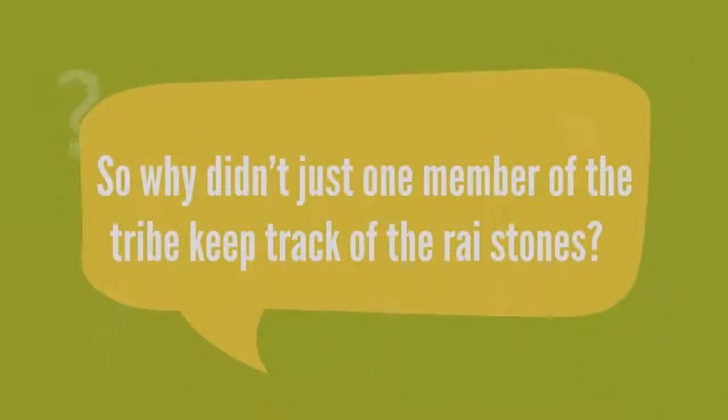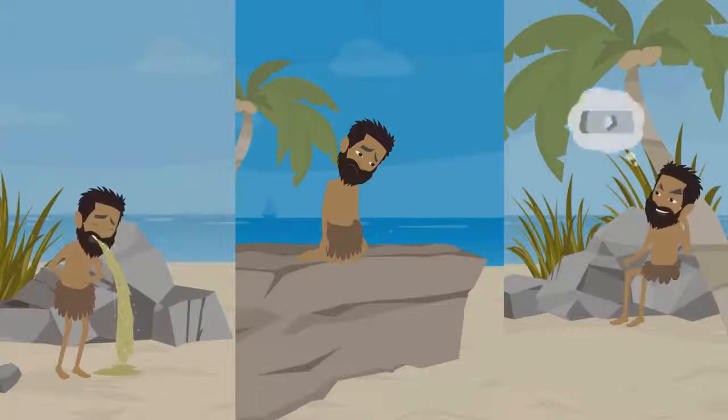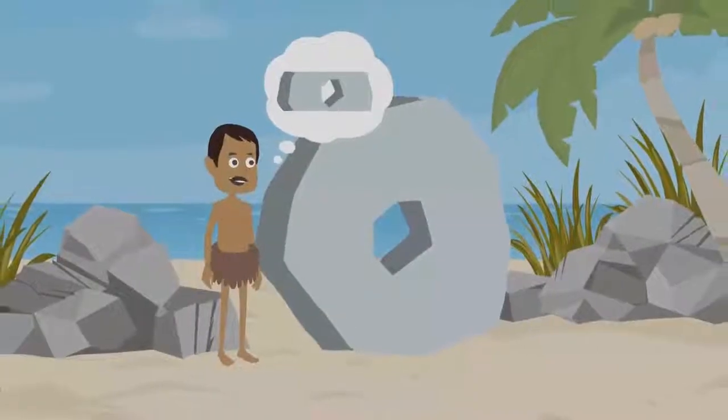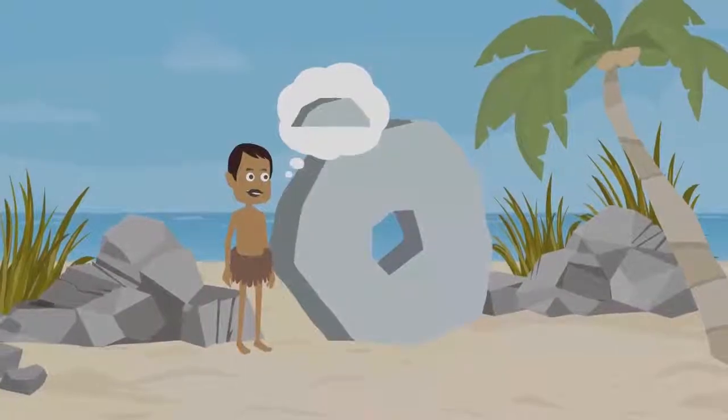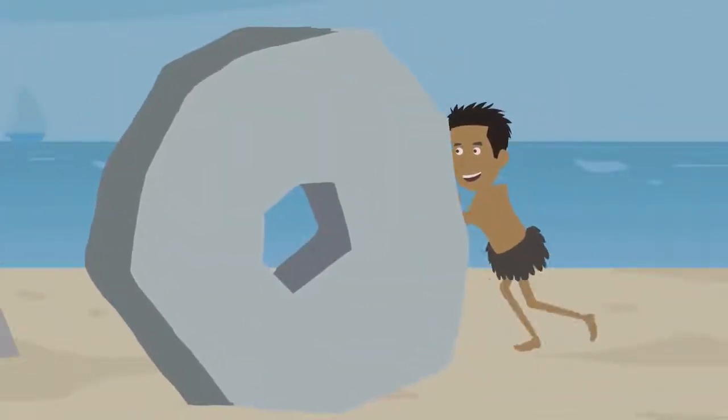So why didn't just one member of the tribe keep track of the Rye Stones? What if that main record keeper was sick, unable to do their job, or was found to be dishonest? If the only copy of the ledger was changed by any means, wealth would be lost or gained unfairly.